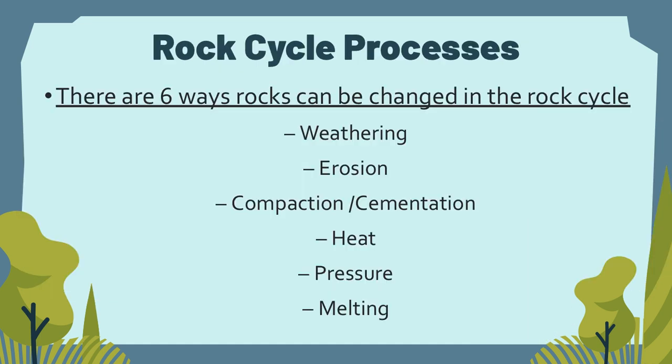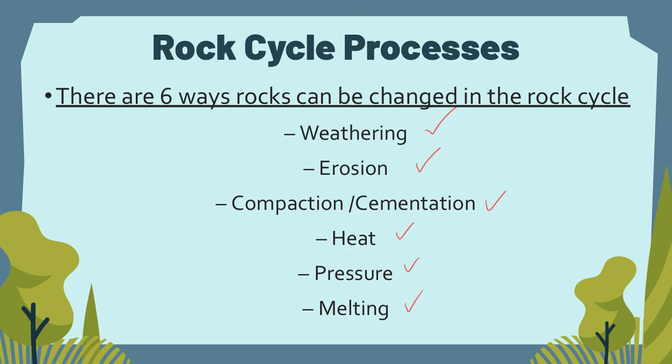And so because rocks are able to change from one form to the other, we are going to call this the rock cycle. And there are 6 ways that the rock cycle can be changed. Weathering, which we've already learned about. Erosion, which we learned about. Compaction and cementation, which we just learned about. Heat, pressure, and then some melting.